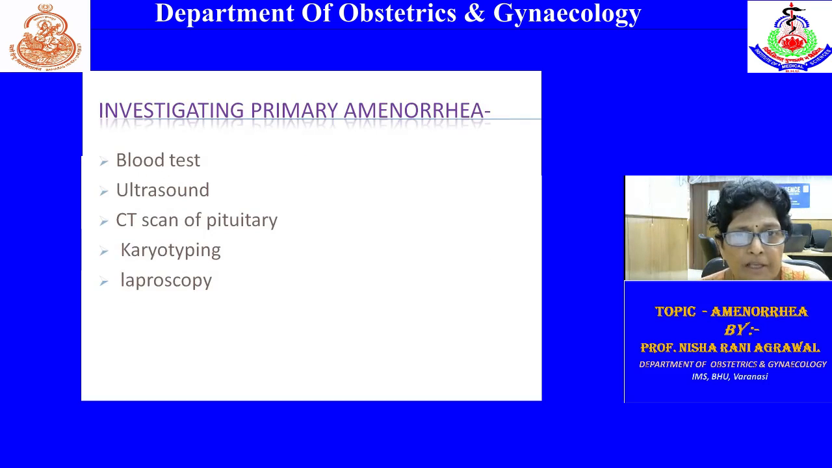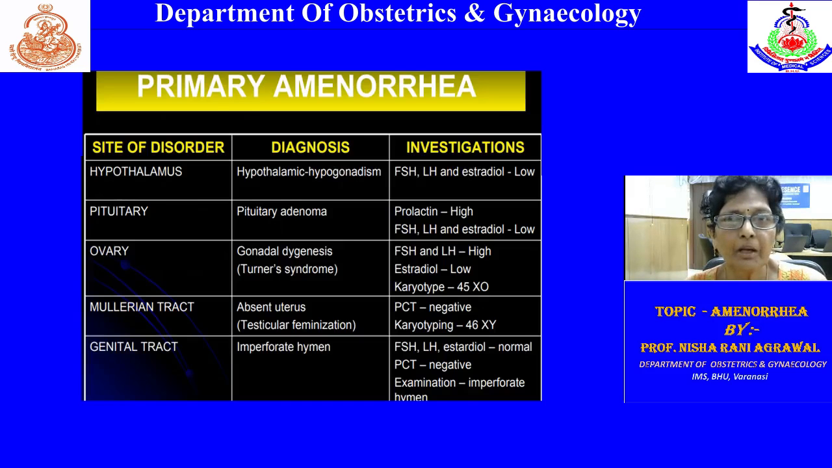Now coming to the investigations in primary amenorrhea. There are certain blood tests, ultrasound, in pituitary adenoma CT scan of the pituitary, karyotyping, and laparoscopy. So if the site of disorder is the hypothalamus and the diagnosis is hypothalamic hypogonadism, then investigations like FSH, LH, and estradiol are very important and they are low. If pituitary adenoma is there, then prolactin is high and FSH, LH, and estradiol are low.